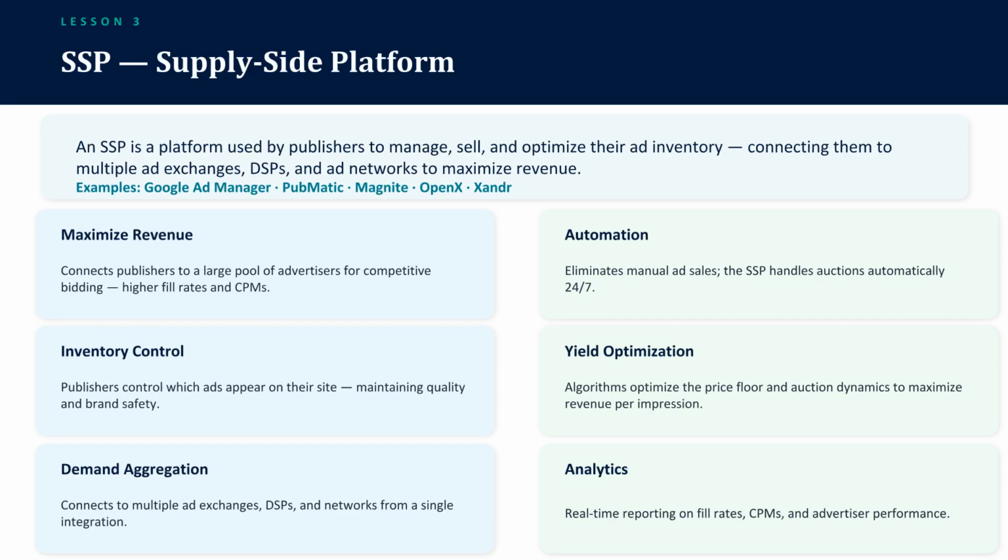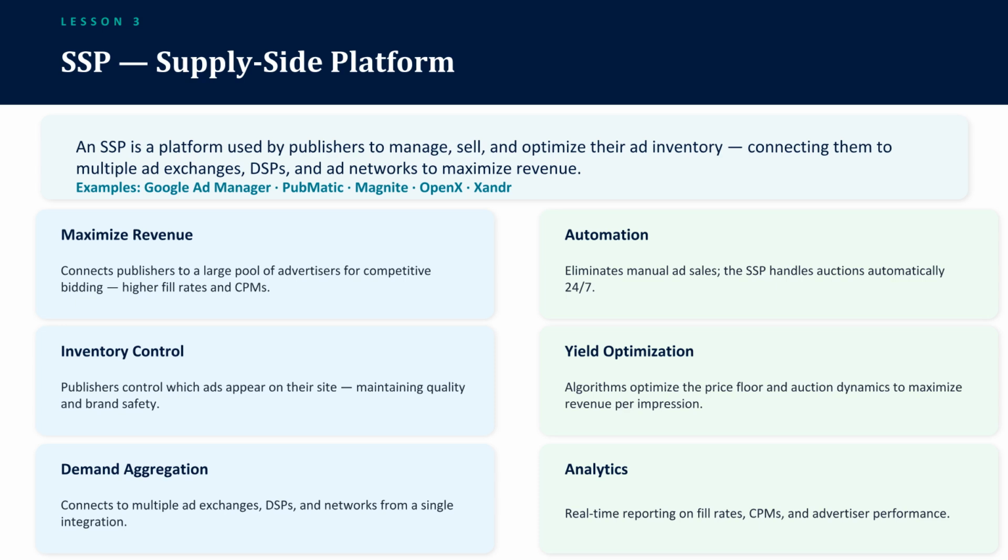If DSPs are the buyer's platform, SSPs are the seller's platform. A publisher like a news website uses an SSP to offer their ad space to the highest bidder across many demand sources simultaneously. Let's look at what SSPs actually do for publishers. Maximize revenue. An SSP opens up the publisher's inventory to a global pool of advertisers competing to reach the publisher's audience. Automation. The SSP runs auctions automatically every time a page loads.